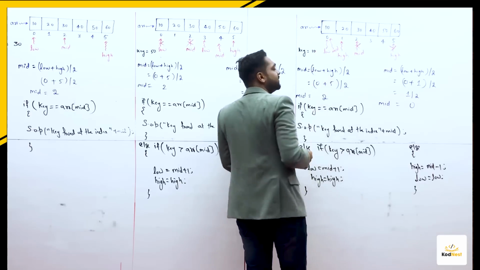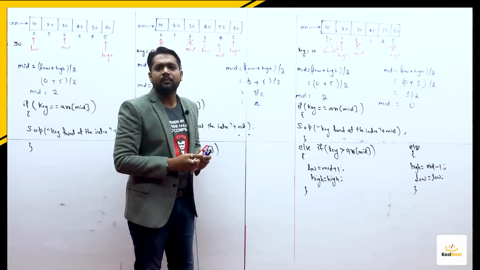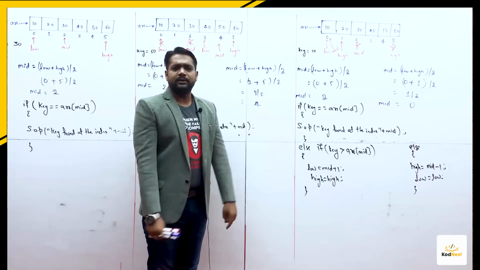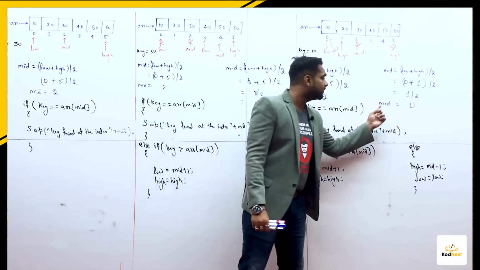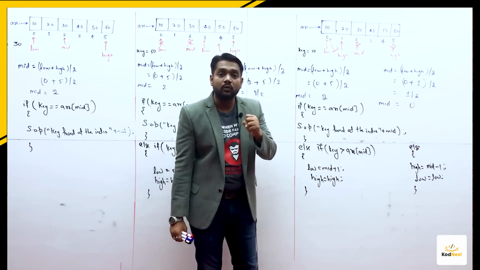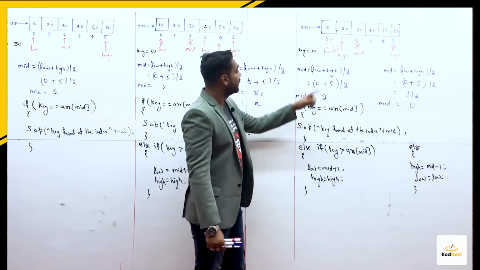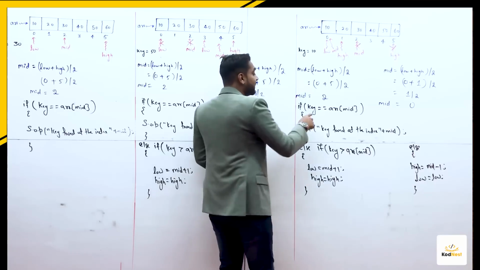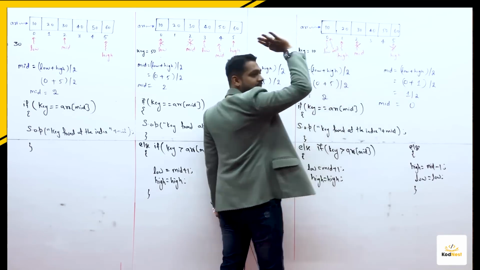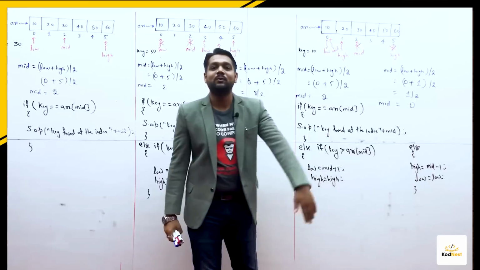Sir, low is also pointing there only, sir. Let it point, what is your problem? Both are pointing to the same. Let it point. But once you calculate mid, what do you have to do? Again you have to check whether key matches with array of mid or not. What is key? 10. Is 10 matching with array of mid? Yes, 10 is matching with 10. Key found at the index 0.